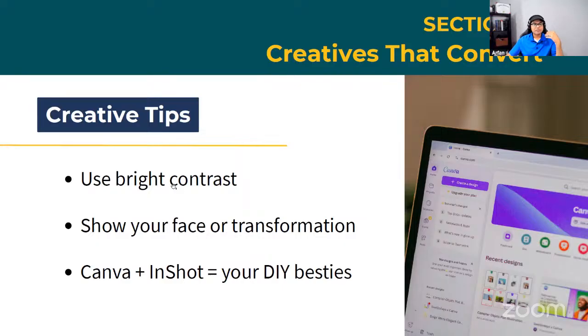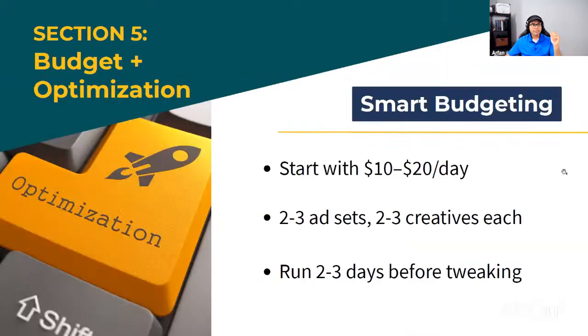The next is to show your face transformation if possible. But again, you don't need to have your face on there if you're a faceless brand or something like that. And lastly, use Canva and InShot. These are DIY besties that allow you to edit and design very, very quickly without having to have a lot of knowledge on editing and design. So you get your captions on there. You can use Canva to get the right format, whether it's square format or the vertical portrait format, things like that. All right. And next, let's talk about budget optimization.